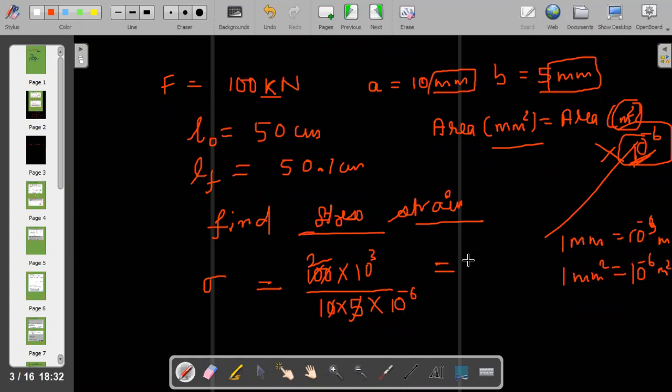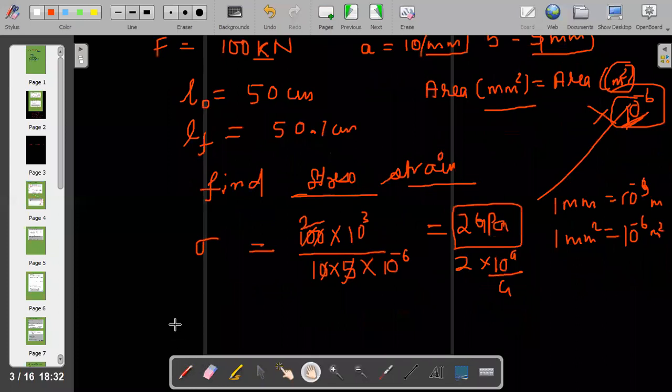So this will be 2 GPa, 10 to the power 9, 2 gigapascal, because it is 2 into 10 to the power 9. 10 to the power 9 can be written as giga.